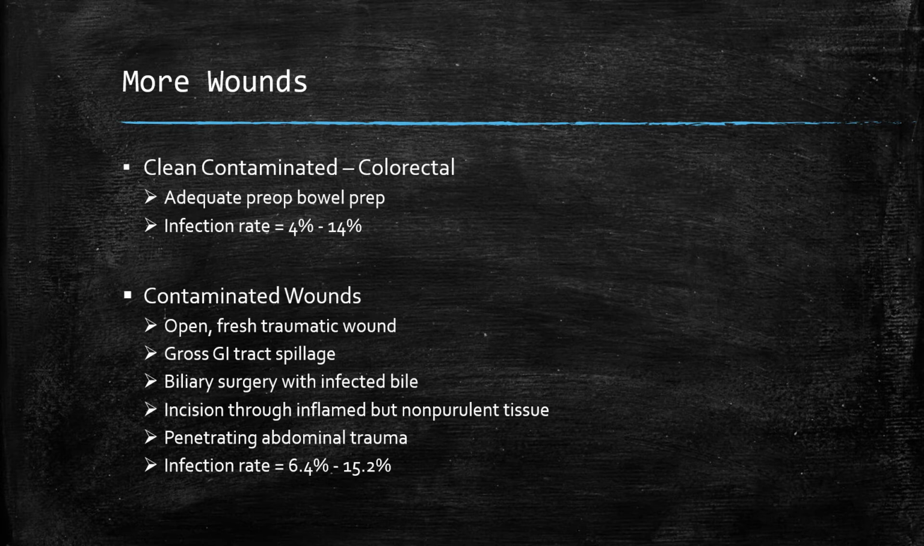There are several criteria for a wound to be considered contaminated. This would be any open and fresh traumatic wound, or any case where there's gross GI tract spillage. Gallbladder surgery, where there's infected bile, is another example, and any incision through inflamed but non-purulent tissue would also make the case a contaminated case. Lastly, any penetrating abdominal trauma fulfills this criteria as well. The infection rate in these cases varies from a low of about 6% to a high of 15%.